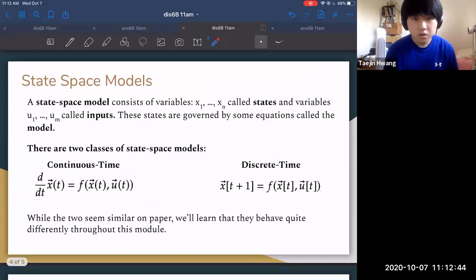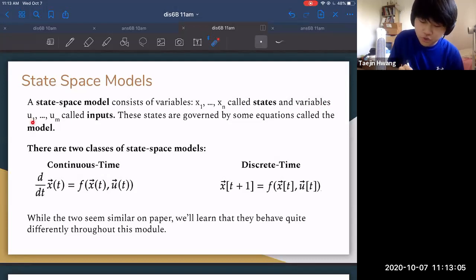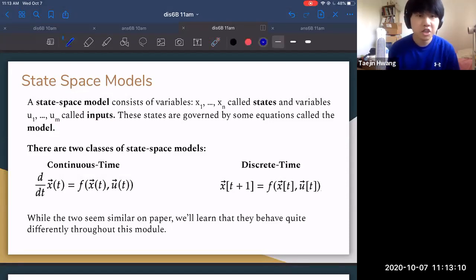We're going to introduce what a state space model is. Just a recap from lecture: a state space model consists of variables x1 through xn, the same way we saw in our vector differential equations, called states. We're also going to have new variables, u1 through um, called inputs. The main way to think about inputs is as a way for the person designing the state space model to control it.